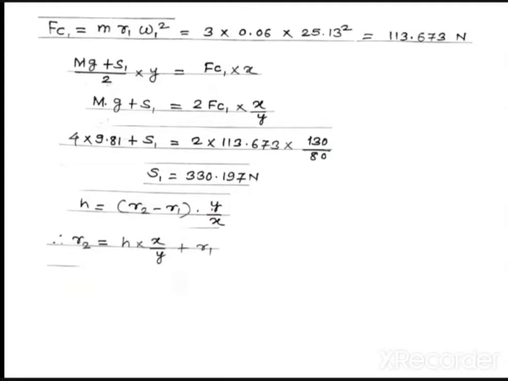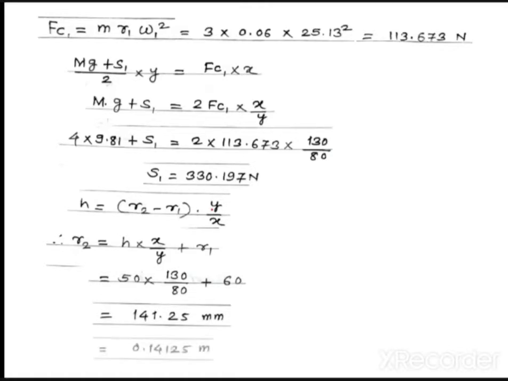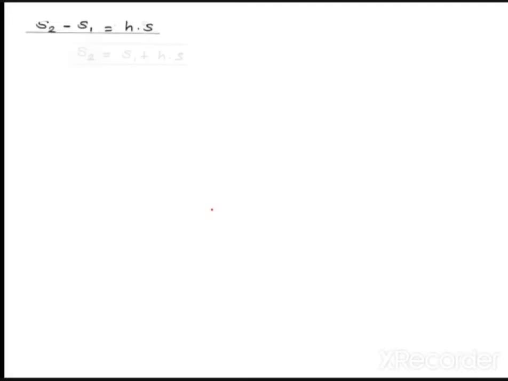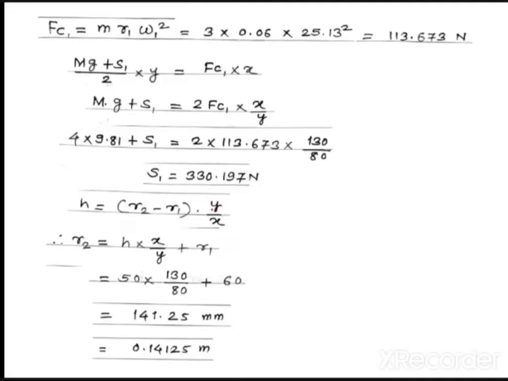From this you will get r2. Why do you need r2? Because you want to take a moment and calculate the fc. We already know r1, which is given. Then we know that h2 minus h1 is equal to h into h.